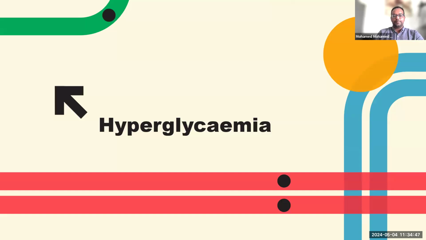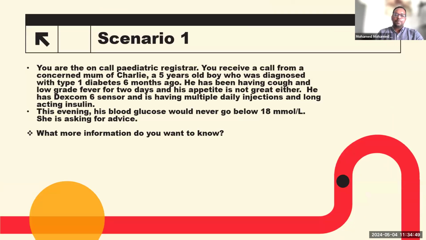So let's talk about hypoglycemia. You are the pediatric registrar, and you receive a call from a concerned mom of Charlie. He's a 5-year-old boy who was diagnosed with type 1 diabetes 6 months ago. He has been having cough and low-grade fever for 2 days, and his appetite is not great either. He has a Dexcom 6 sensor and is on multiple daily injections with long-acting insulin. This evening, his blood glucose would never go below 80 millimoles per liter. She's asking for advice.